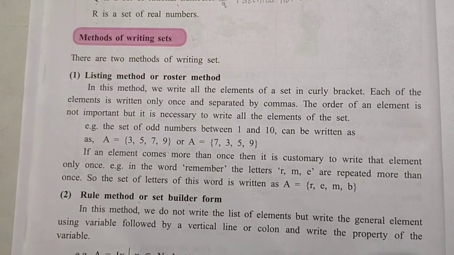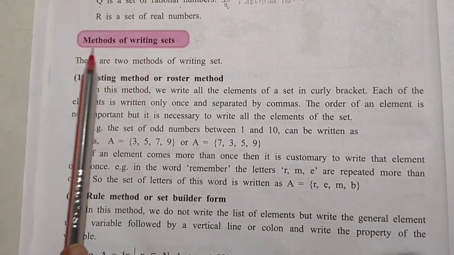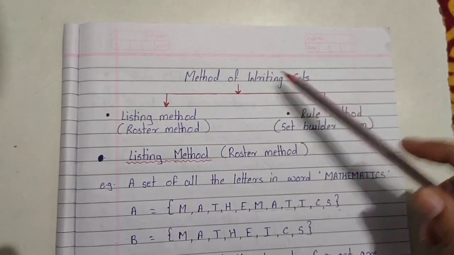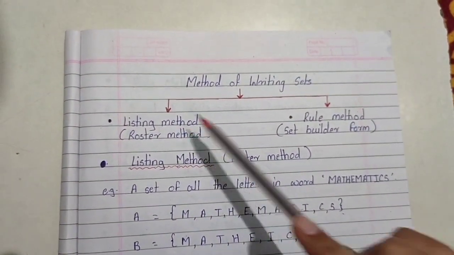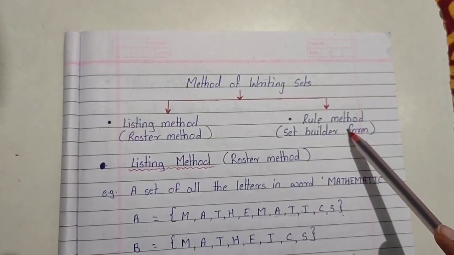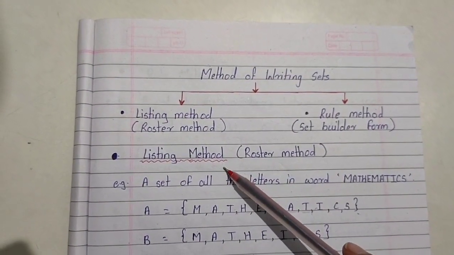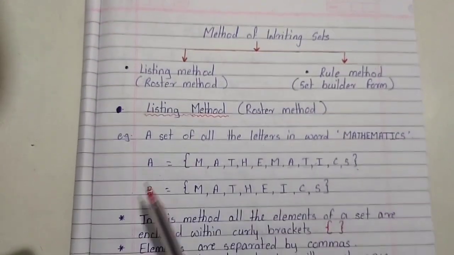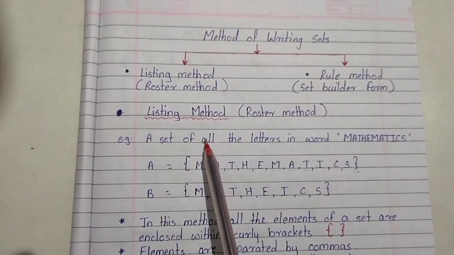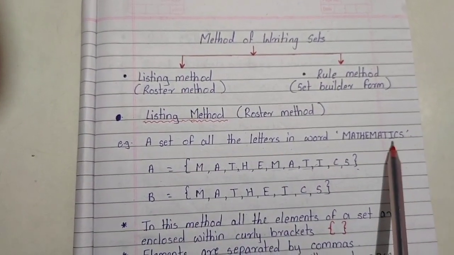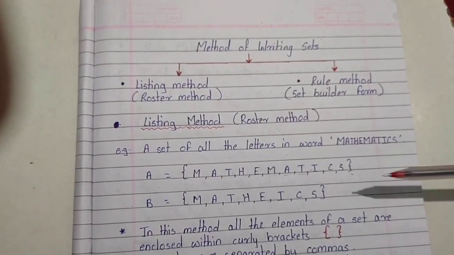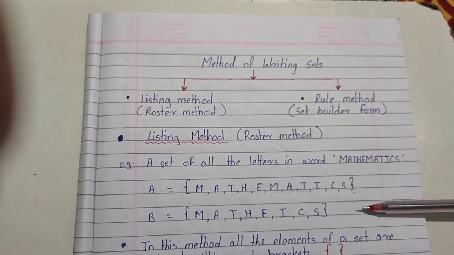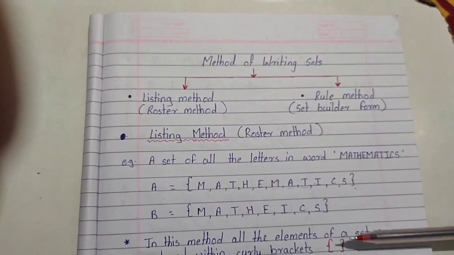Let's move to the next topic, methods of writing sets. There are two methods of writing a set. First is the listing method, another is the rule method. Let's discuss the listing method, which is also called the roster method. See the example, a set of all the letters in the word mathematics. Students, we have two sets over here. We will see which set is correct according to the rules.